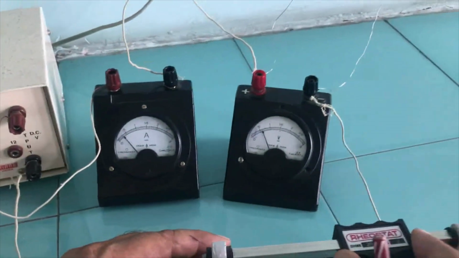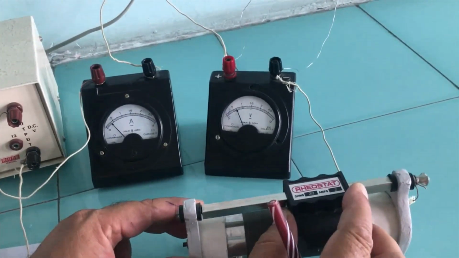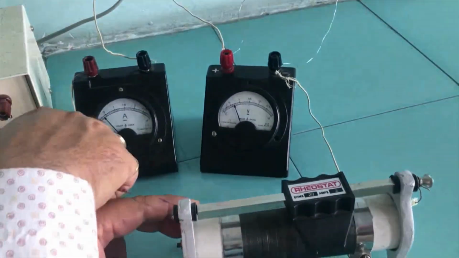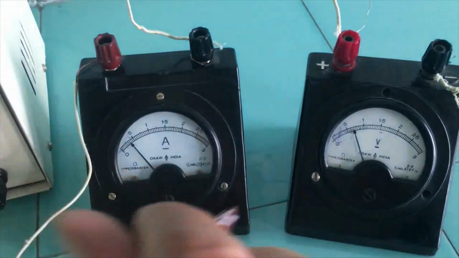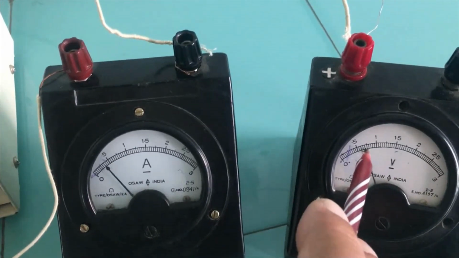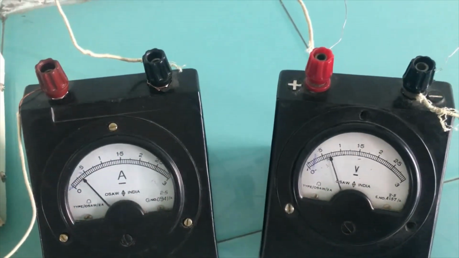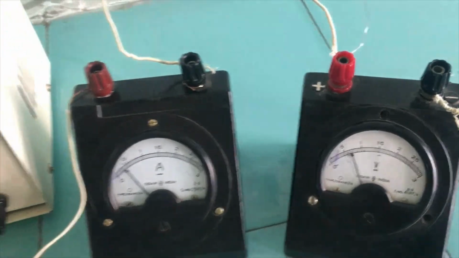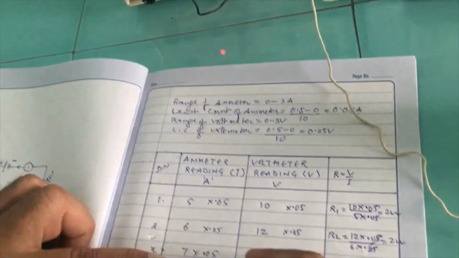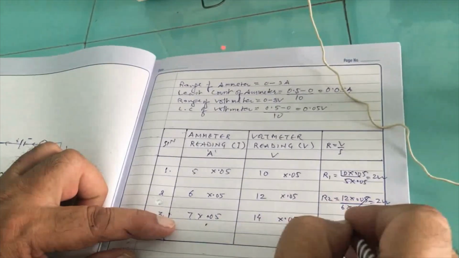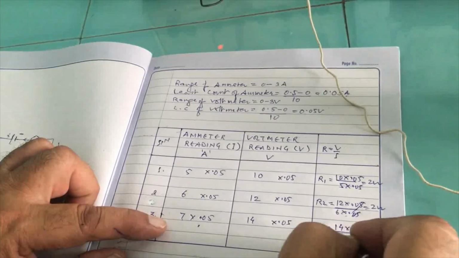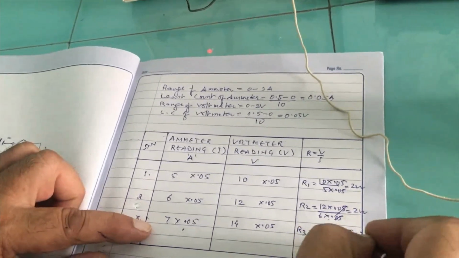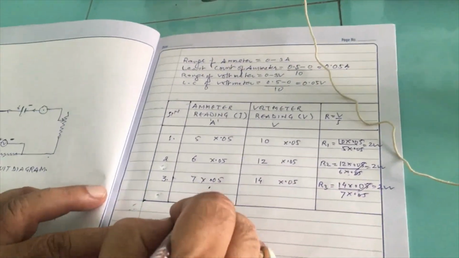Now one more reading we are taking. I am going to move the slider. Now the length is decreased and you can see the current is increasing. It is coming to the 7th division, and the voltmeter is coming to the 14th division. It is clearly visible. Here it is 7 into 0.05 and here it is 14 into 0.05. We get 14 into 0.05 upon 7 into 0.05, cancel. We get 2 ohm.